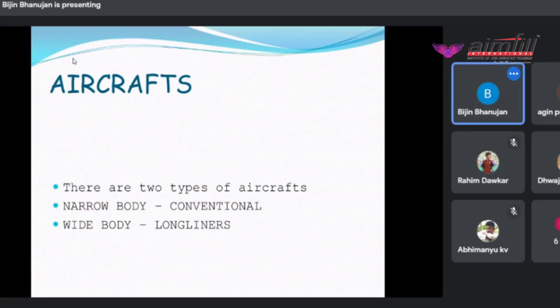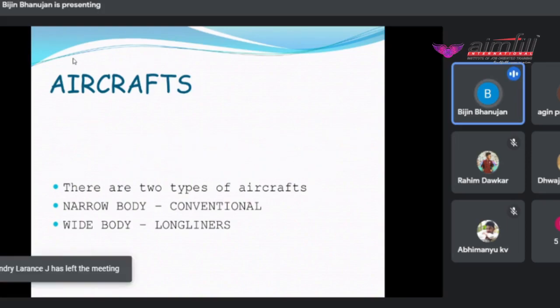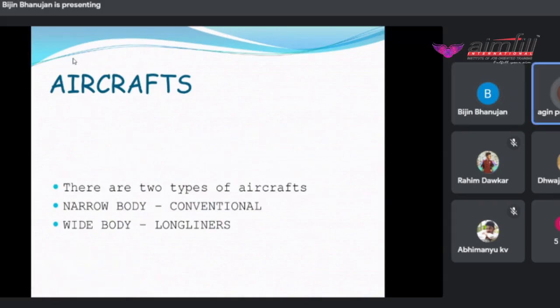So making a flight plan for such an aircraft, is it easy or tough? Sorry, sir, will you please repeat? I'm asking you that for a long sector aircraft, a flight from Singapore to San Francisco, is it easy to make a flight plan for Singapore to San Francisco? No, sir. Why is it not easy?